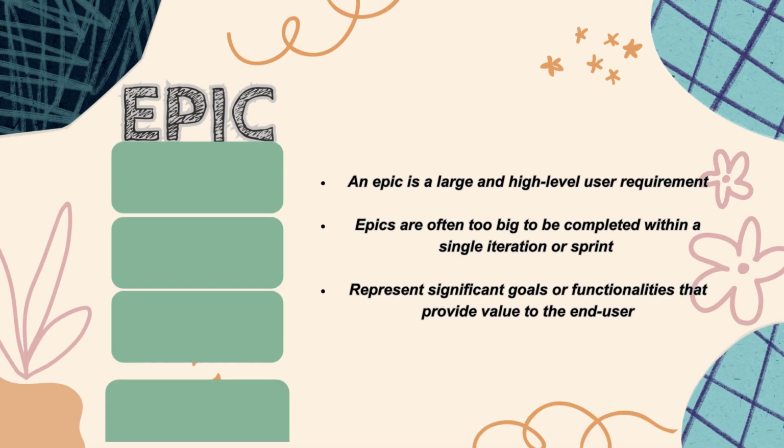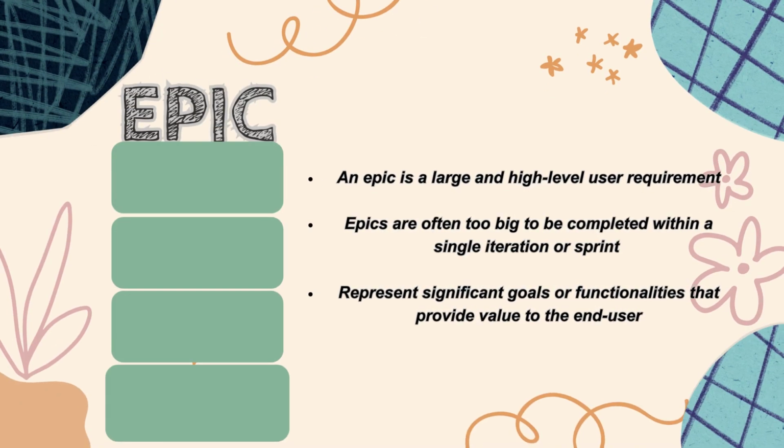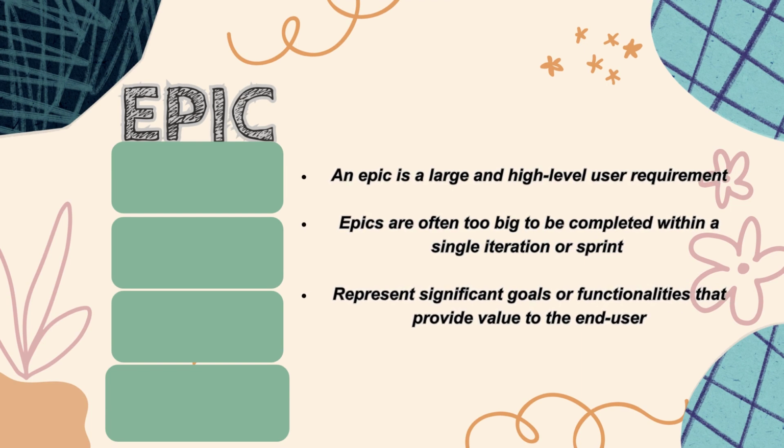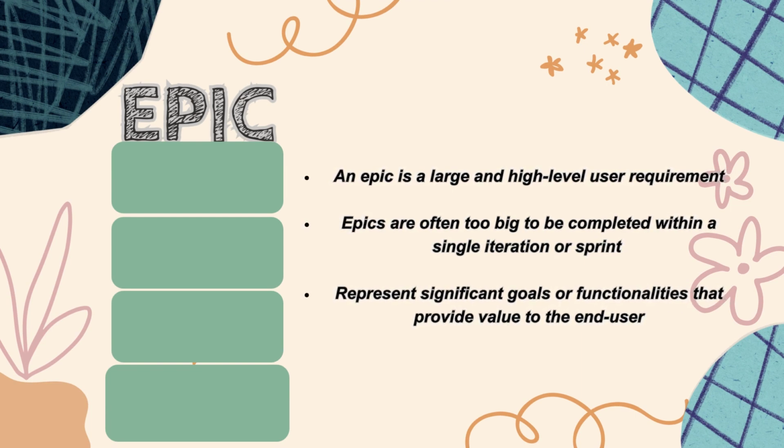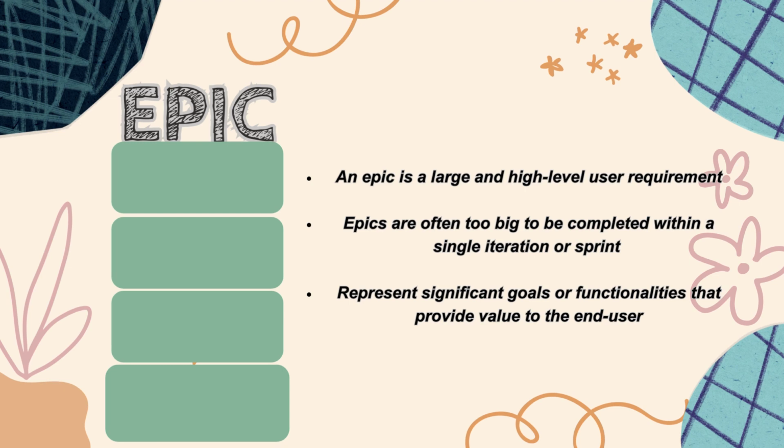Epic. An epic is a large and high-level user requirement or a collection of related user stories. Epics are often too big to be completed within a single iteration or sprint and need to be broken down into smaller, more manageable user stories or tasks. They represent significant goals or functionalities that provide value to the end user.